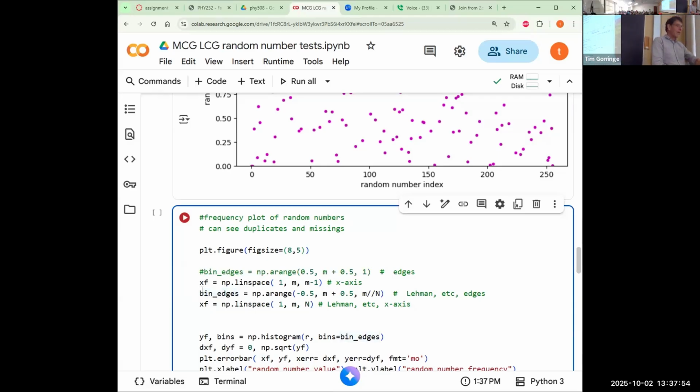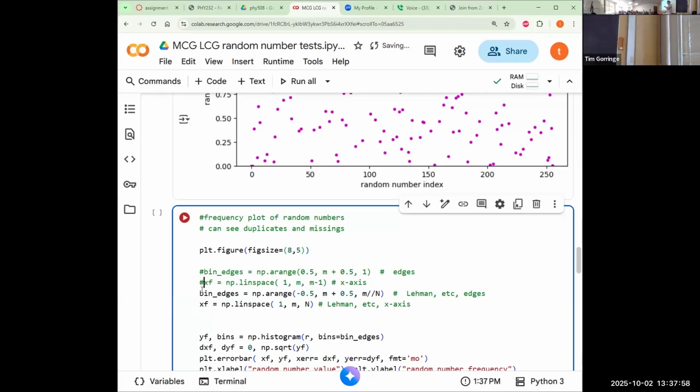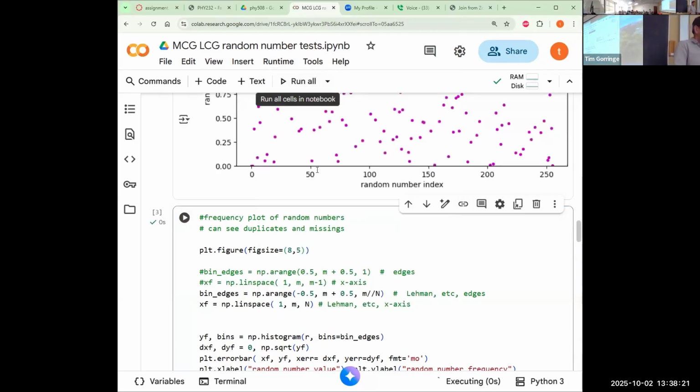I can't bin the incidence of each random number. That's what I was doing with this small modulo. I was binning the incidence of every random number in the random number spectrum. I can't do that now because I've got 2 billion possible random numbers. I'm going to have coarse bins and look at the distribution. So let's run all.